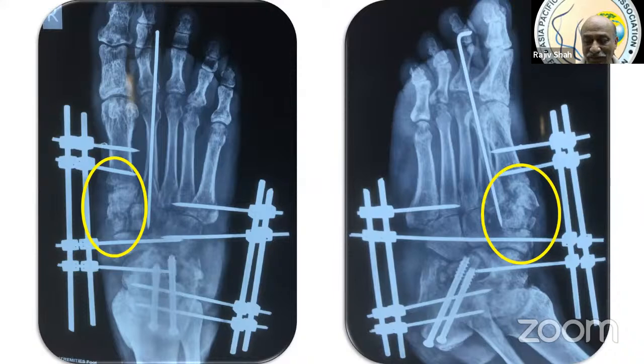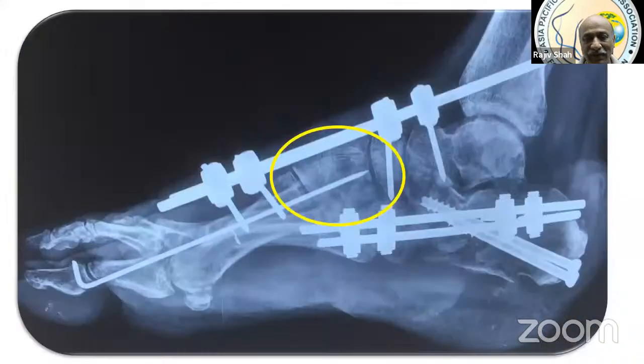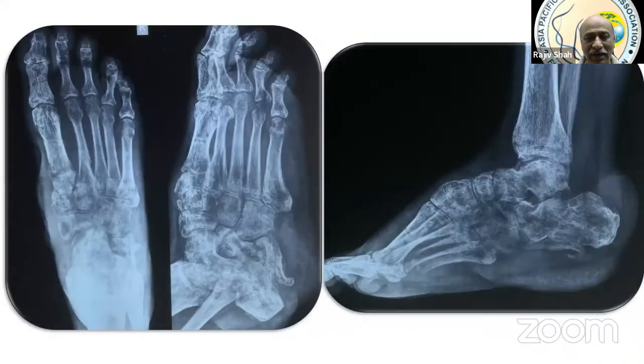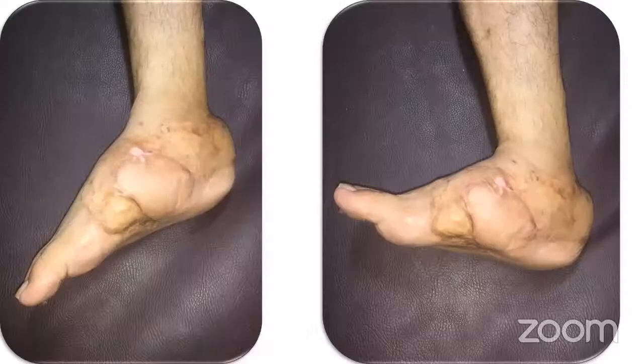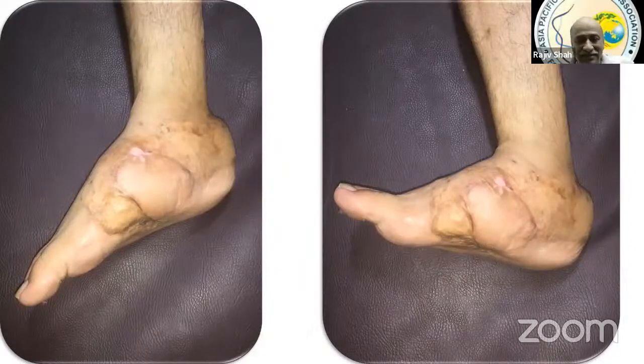And this is how this patient went even into RSD. Can you see these pictures? Typical of RSD. Then someone asked me whether I had RSD in any of my cases. So this is that case. And this is the end result.